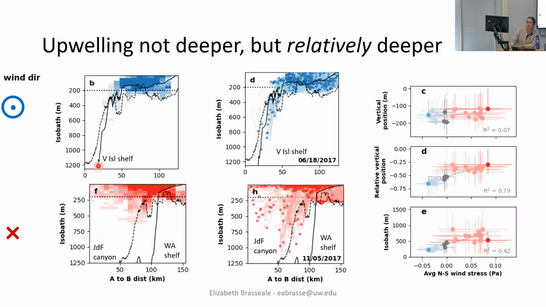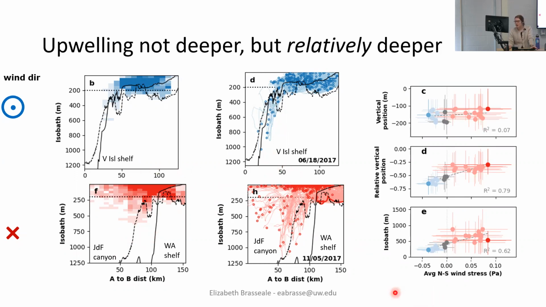This is a profile of what the seafloor at the Vancouver Island shelf looks like, the solid line, and the Juan de Fuca Canyon is the dashed line. The Washington shelf is a little bit more narrow, at least where I happened to take the transect, and the Juan de Fuca Canyon is the dashed line again. Okay, and these are heat maps of all the ones during upwelling conditions versus all the ones during downwelling conditions, and then this is a sample release.